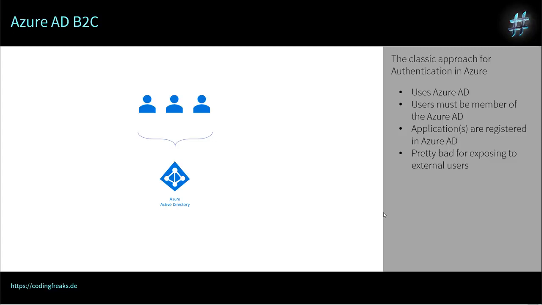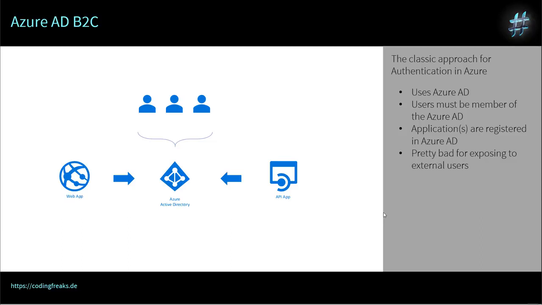Now it's pretty simple to have an API or, let's say, a web app, use OpenID, and authenticate users from this Active Directory to your web app or your API app. So that's the simple approach here, but it comes with some problems.